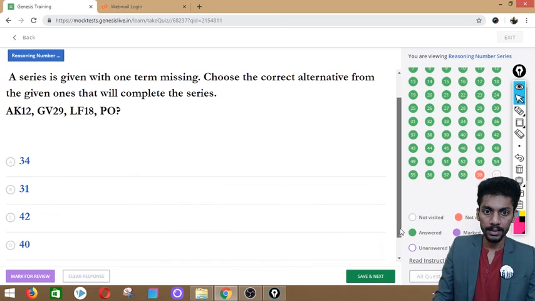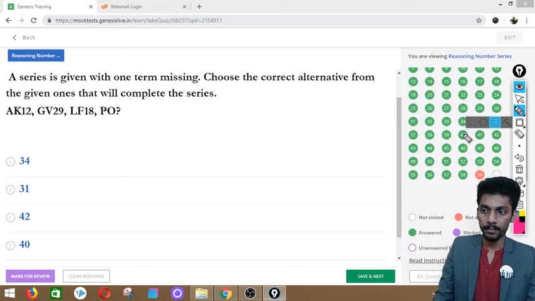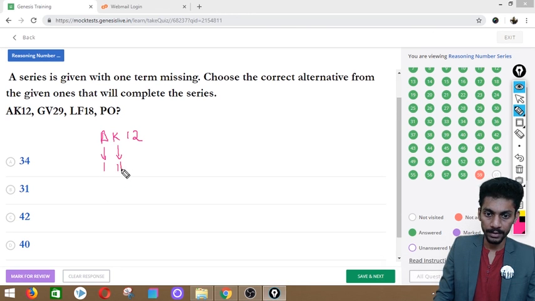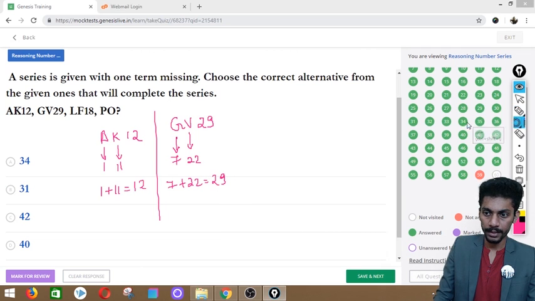Next question says, a series is given with one term missing. Choose the correct alternative from the given ones that will complete the series. A, K, 12. How did they get A, K, 12? A is the first letter, K is the 11th letter. When you add 1 plus 11, you get 12. That's why it is A, K, 12. Similarly, for G, V, 29. G is the 7th letter, V is the 22nd letter. So 7 plus 22 is 29. Correct? Next is L, F, 18. L is the 12th letter, F is the 6th letter. 12 plus 6 is 18.